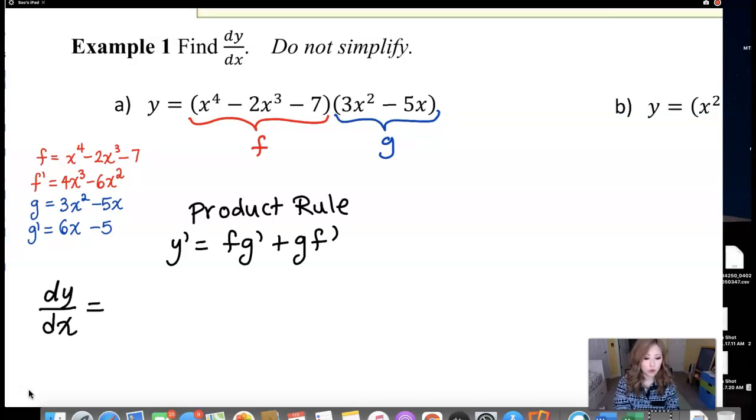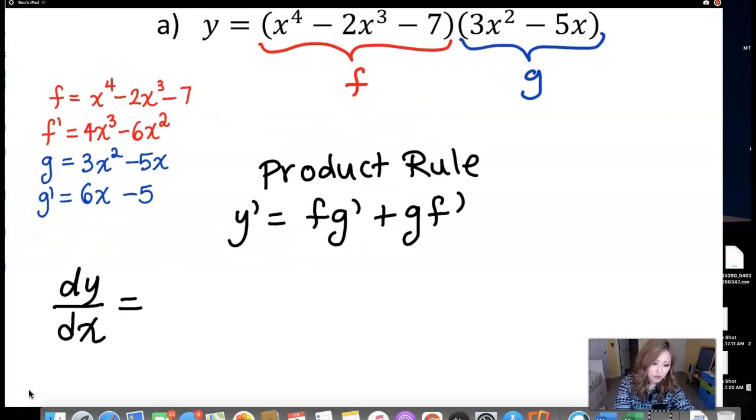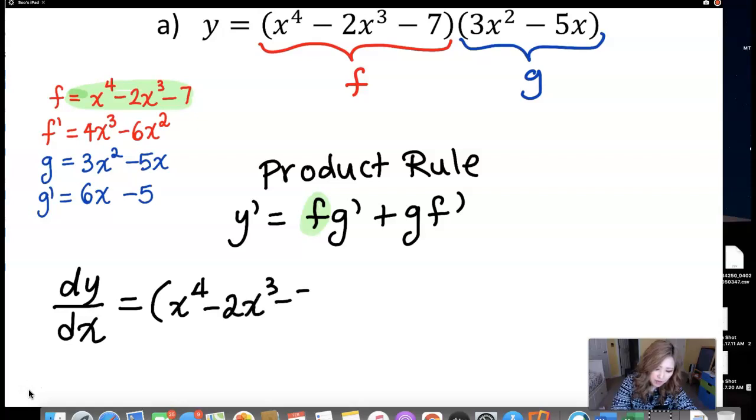of y with respect to x. So first, what do we need to write? It says write down f. F is right here. So let me write that down. Parenthesis, x to the 4th power minus 2x cubed minus 7. I close the parenthesis. The next thing that I need to write is g prime.